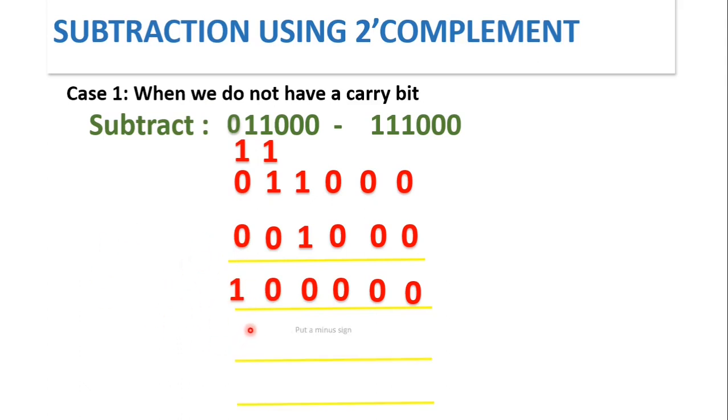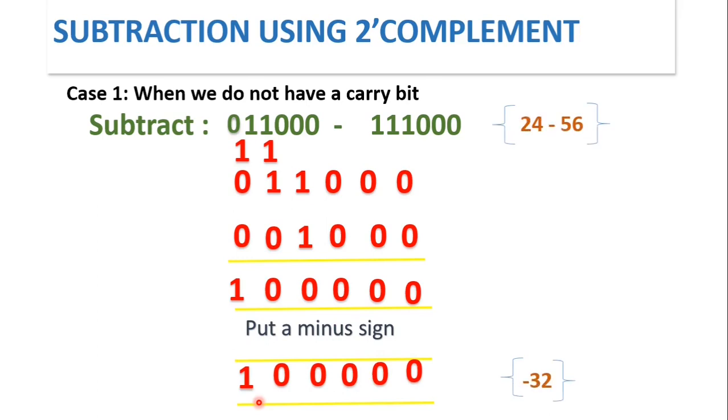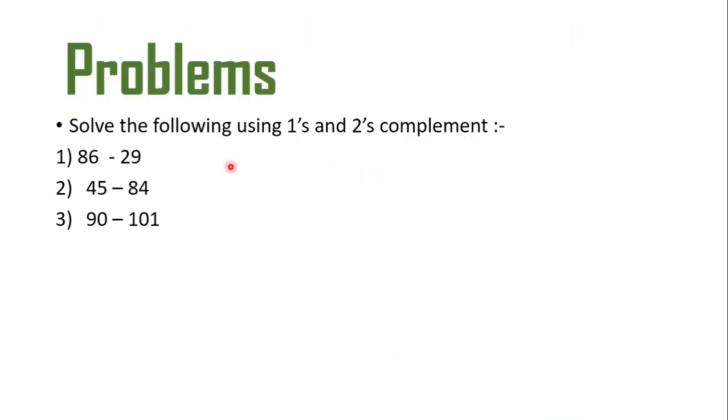So the next step would be to put a minus sign and write the answer. You can even cross check it. The numbers were 24 minus 56 and the answer is minus 32. I would request you to practice some problems and verify that you get the same answer using ones and twos complement.